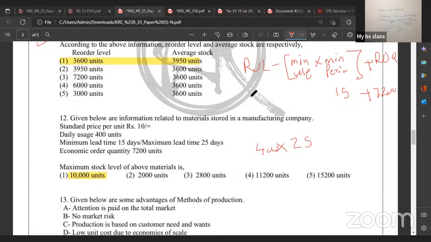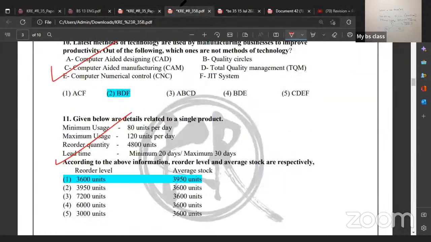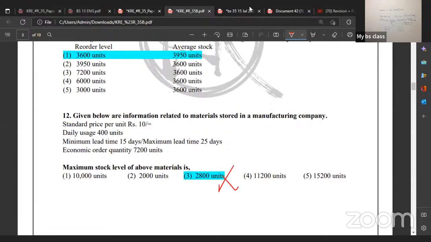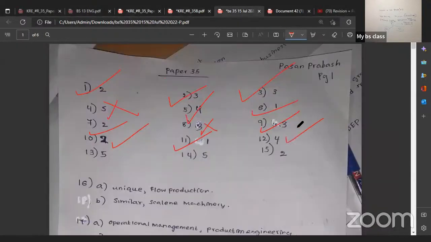If we apply 10,000 here, again minimum usage, that also we have to take the average here. Now let's see whether we have an answer. So 400 into 15, which is 6,000. And 10,000 වලින් 6,000 අඩු කරොත් 4,000. So 4,000 plus 7,200, 11,200. That's question number 12. Correct answer should be number 4. හරිනම් ඒක හදාගන්න බලන්න.